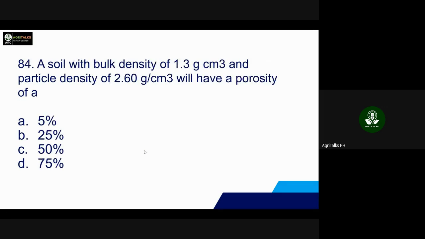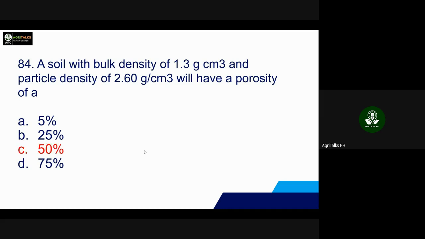84. A soil with bulk density of 1.3 grams per cubic centimeter and particle density of 2.60 grams per cubic centimeter will have a porosity of letter A 5%, B 25%, C 50%, letter D 75%. Okay, so there's a formula on this. On the next slide, I will show the solution with the formula. So the correct answer for this is 50%.